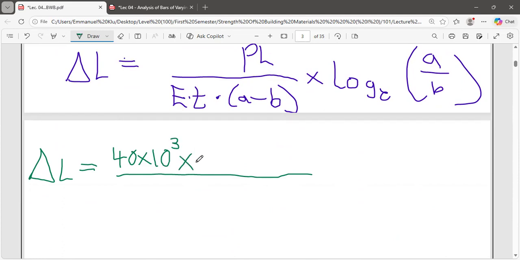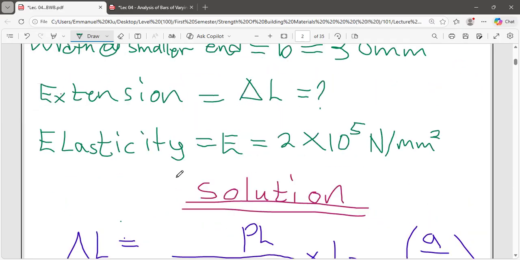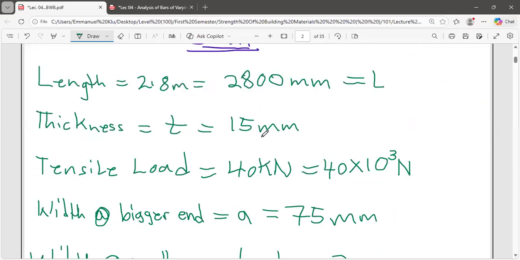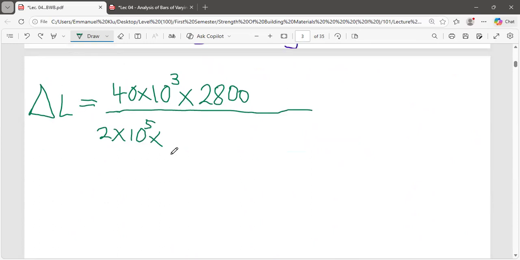Times the length. And the length is given as what? 2,800, as we all converted. All over the elasticity. We said that elasticity is equal to 2 times 10 exponent 5, times the thickness. The thickness was given as 15. If you can see, this is the thickness over here. So we put it over there, 15.